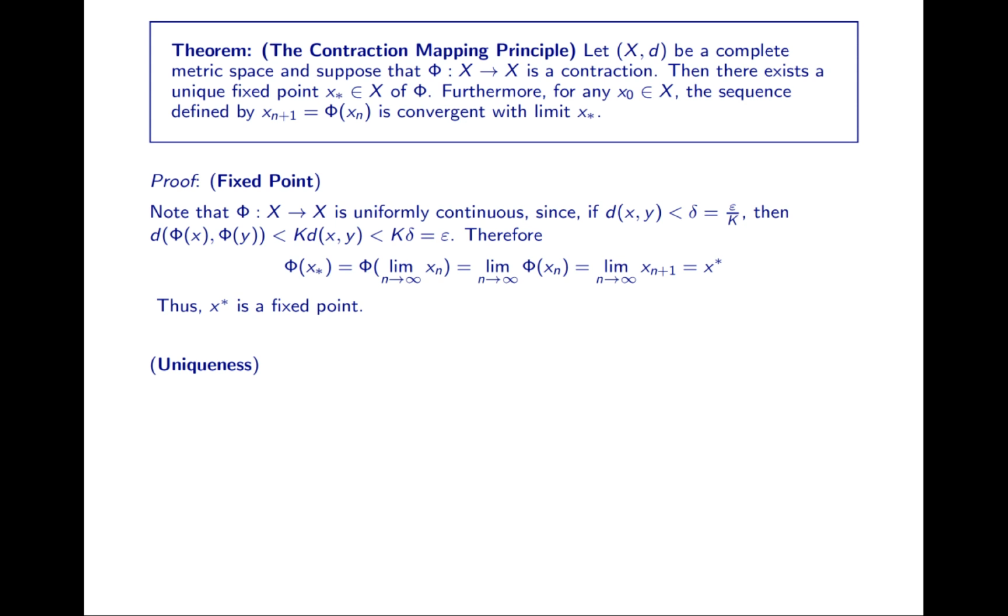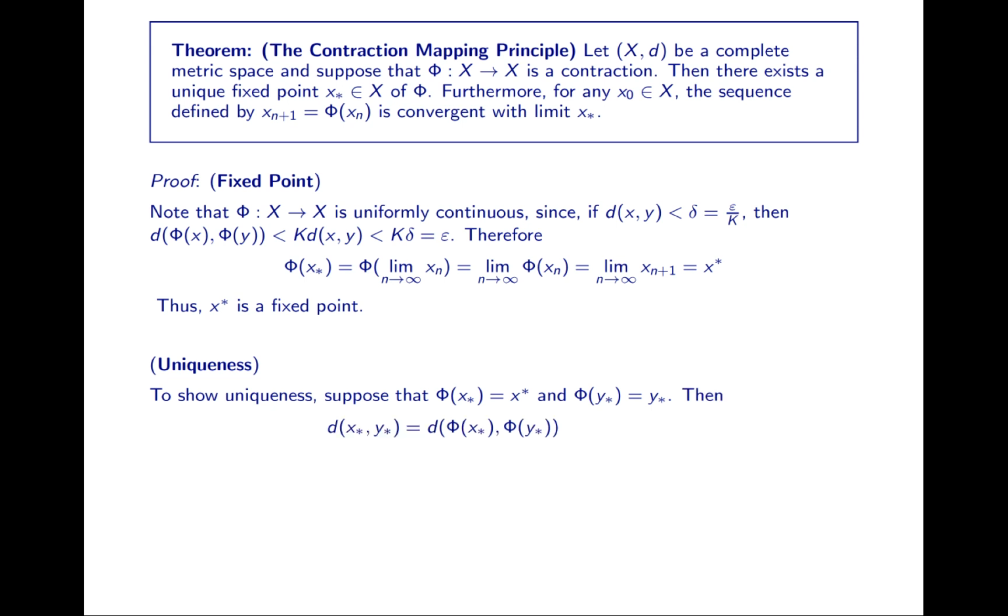Now, uniqueness. We discussed that briefly. Suppose phi of x star is x star and phi of y star is y star. In other words, x star and y star are both fixed points. The distance between x star and y star is equal to the distance between phi of x star and phi of y star. But because phi is a contraction, that's less than or equal to k times the distance between x star and y star.